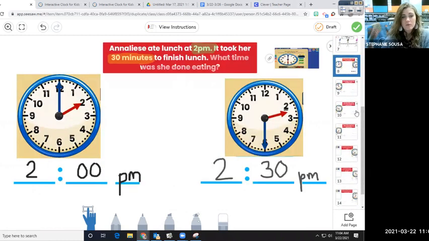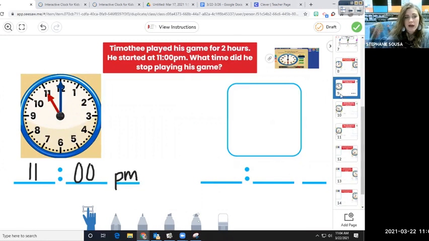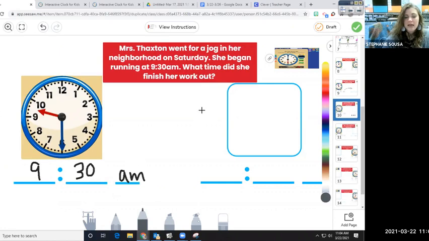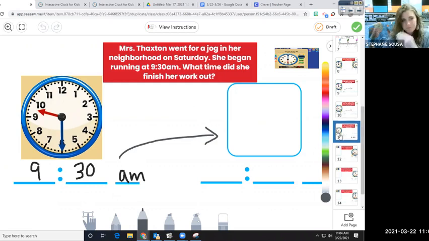Alrighty, so slide 8 we solved together. We're going to look for a problem where time goes backwards, okay? Timothy played his game for 2 hours. He started at 11 p.m. Nope, that is time moving forward. So let's move on to slide 10. Mrs. Thaxton went for a jog in her neighborhood on Saturday. She began running at 9:30 a.m. What time did she finish? Nope, that's time moving forward. I'm giving you guys hints right now.